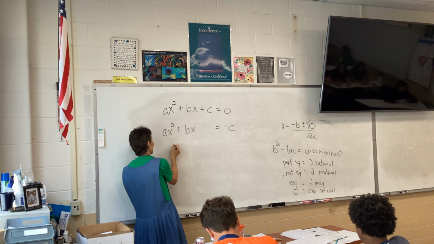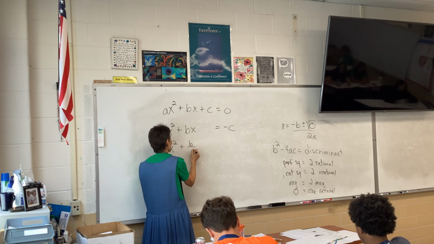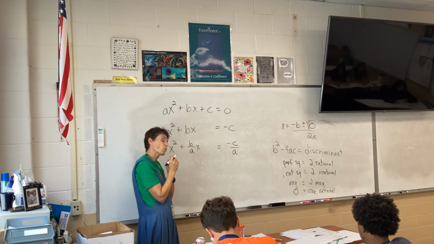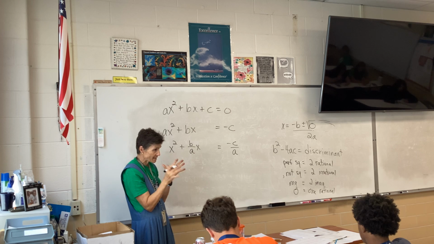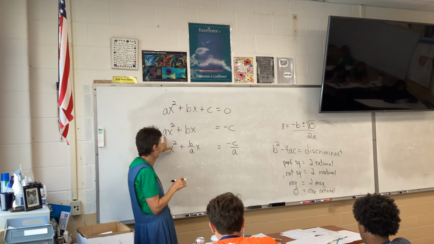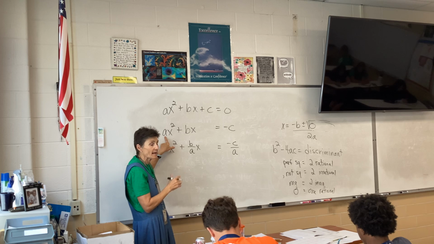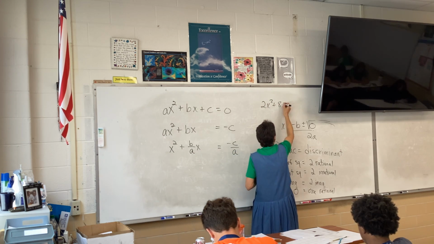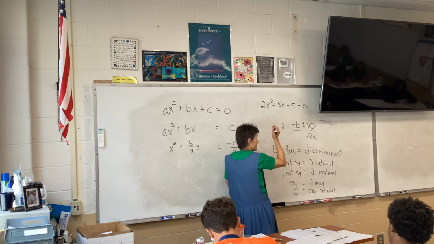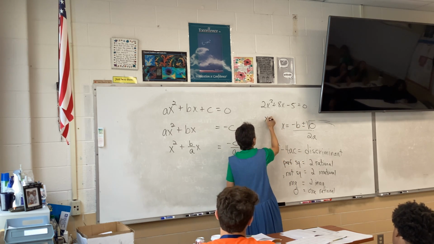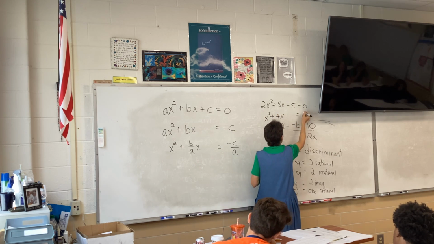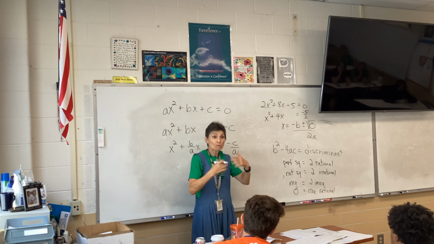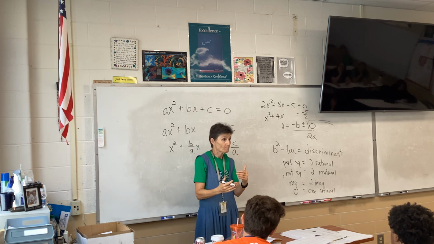Then we're going to divide everything by A. Because in the process of completing the square, you cannot have a coefficient on x squared. That has to be a 1. So if I were doing a regular equation, and they said, Lisa, complete the square, I would move the 5 and divide everything by 2. That gets me ready. I have to do those 2 things first.